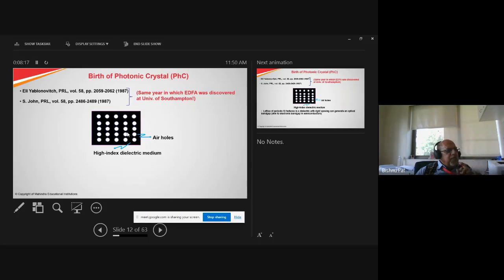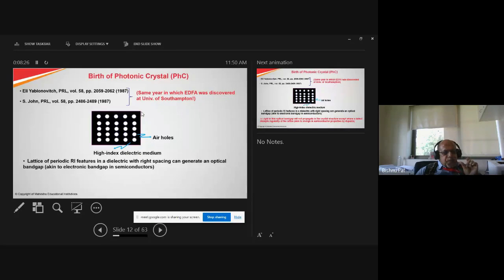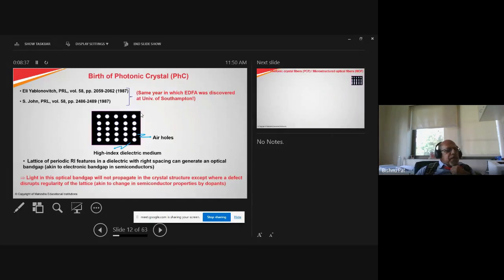If it is perfectly periodic, with two-dimensional periodicity here, they suggested that this lattice of periodic refractive index in a dielectric, with the right periodicity, that is spacing, can generate an optical band gap akin to the electronic band gap in semiconductors. Light in this optical band gap will not propagate in the crystal structure except where a defect is created that disrupts the regularity of the lattice. That is akin to changing semiconductor properties by dopants.